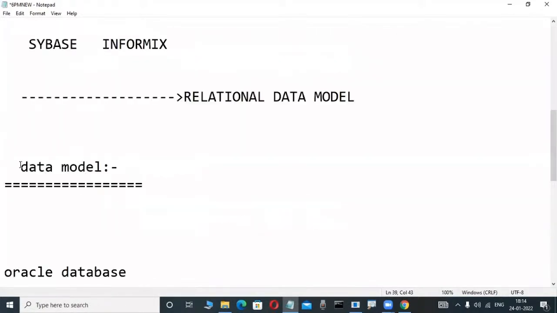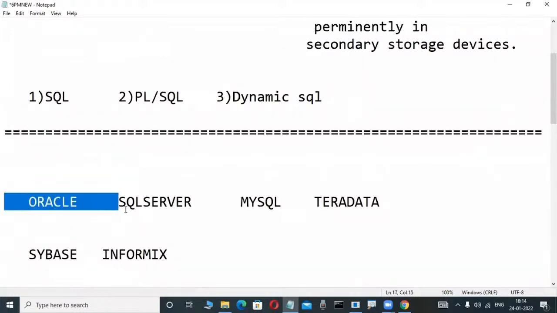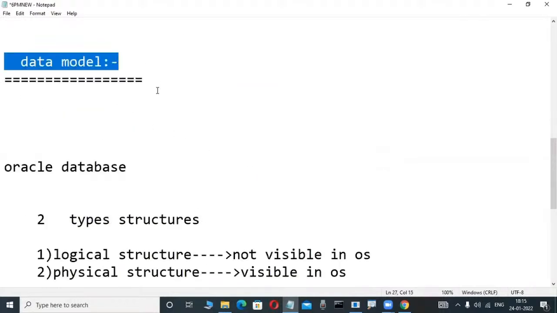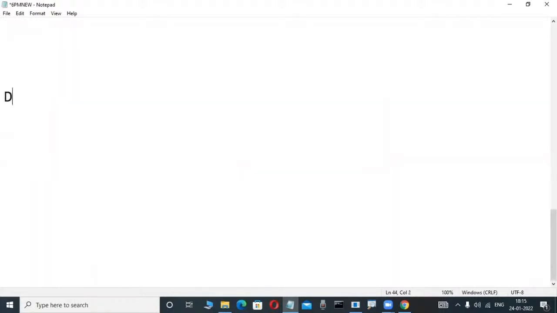What is a data model? First observe it here. All these products are implemented based on which concept? The relational data model, from 1970 onwards. This is a new model, one fellow introduced it. I will tell you, but before that, what does this data model mean? Easy. Data model. Anybody have an idea? Any computer students are there? They are well-known persons. Don't write anything, these are demos.